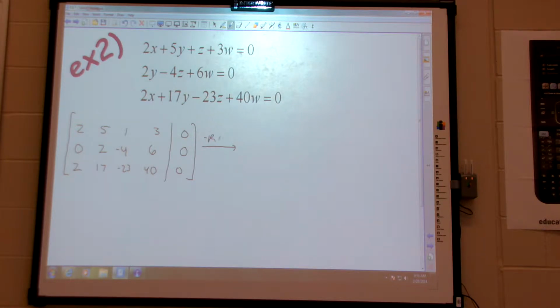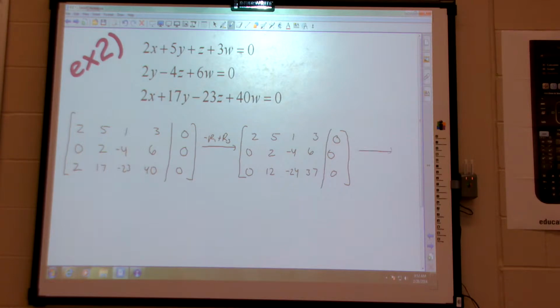Let's go negative R1 plus R3. Save myself a little bit of fraction work. So that'll give me 0, 12, negative 24, 37. Thought I was going to like this row, but I guess not. 0. Is that correct? Mm-hmm. Okay.